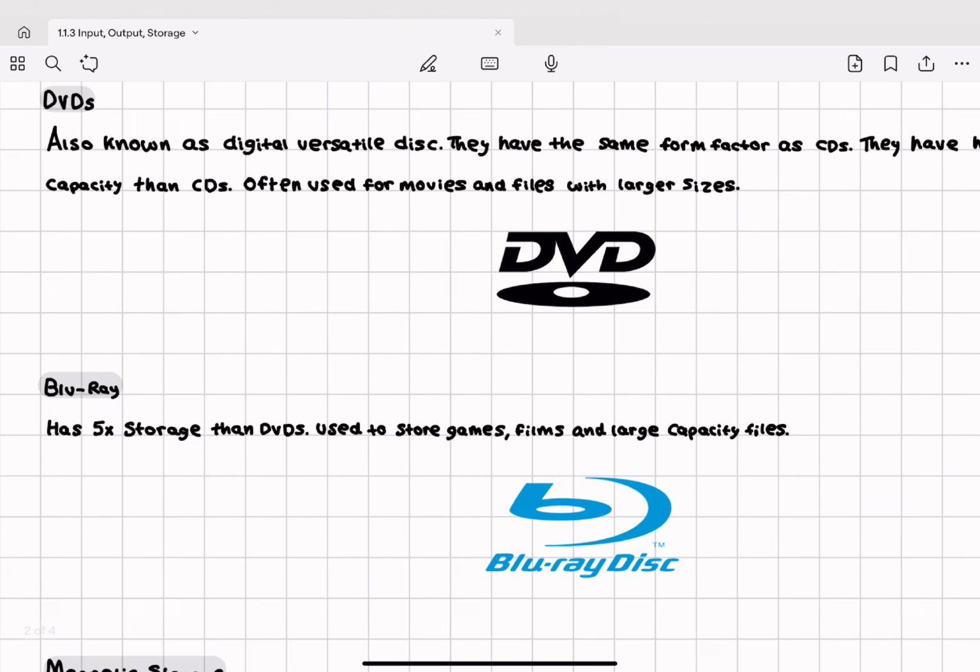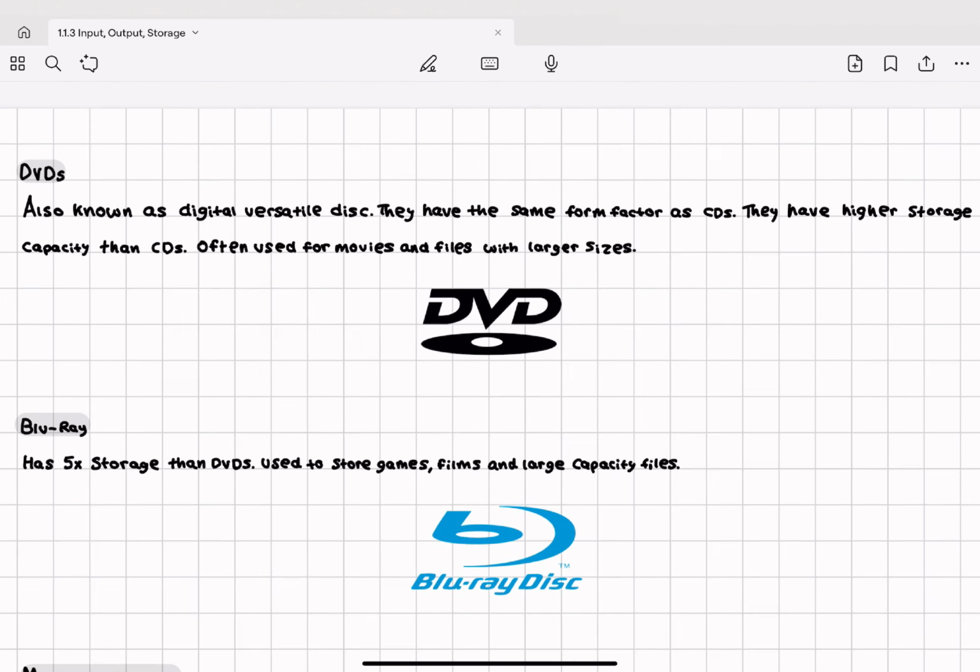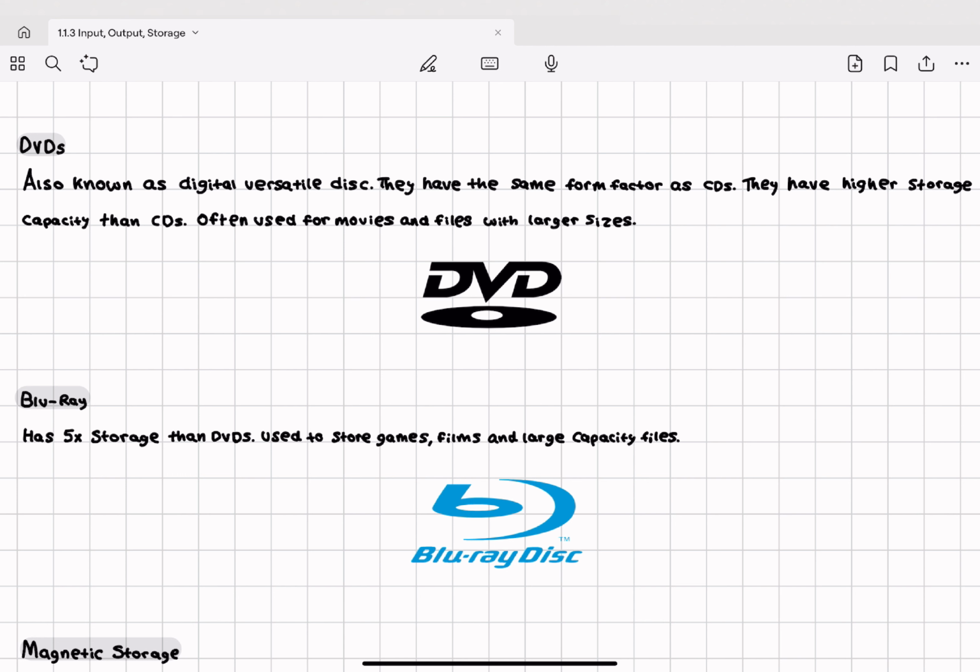Another optical media is DVDs. DVDs are also known as digital versatile discs. They're basically the same form factor as CDs. They have higher storage capacity, so they are great for video and movies and files with much larger capacities.